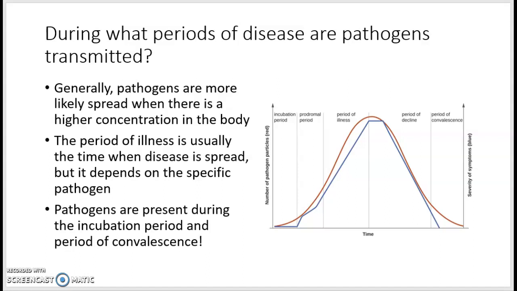During what period of a disease are pathogens transmitted? Generally, pathogens are more likely to spread when there's a higher concentration of the pathogen in the body. The period of illness is usually the time when a disease is spread, but this depends on the specific pathogen. Pathogens are present during the incubation period and the period of convalescence, so a disease can be transmitted throughout the entire time course. During the period of incubation and the period of convalescence, a person might not know they are transmitting, but can make another person sick.